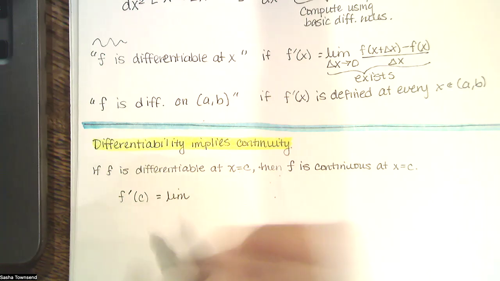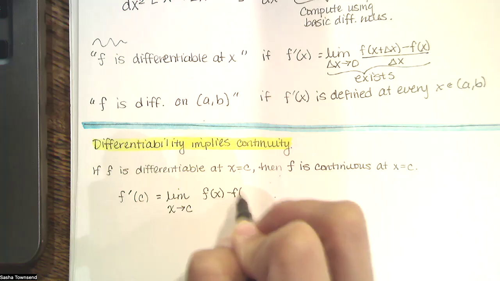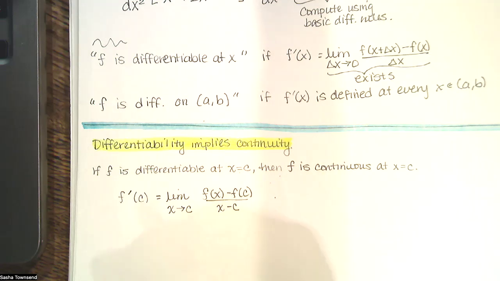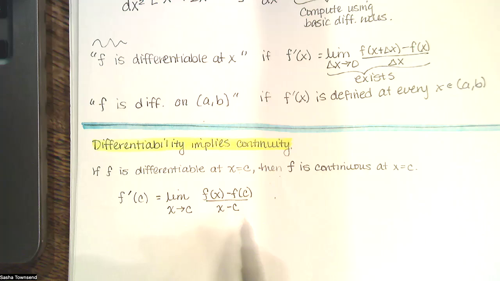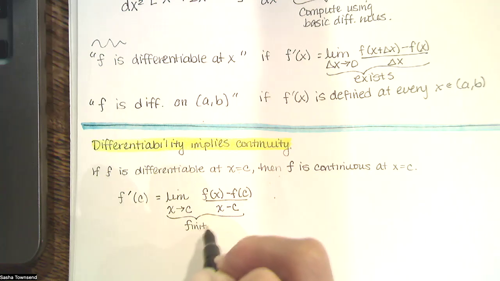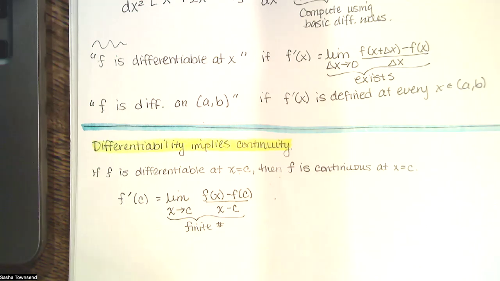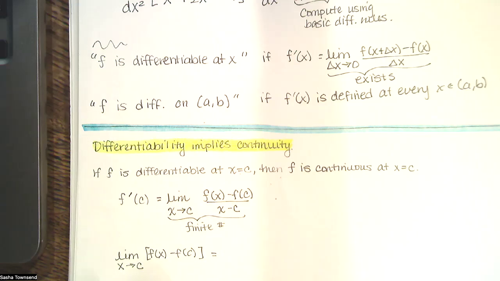That means the limit as x approaches c of f of x minus f of c, divided by x minus c, is a finite number. So we compute this and we get a finite number L. Well, with that in mind, we can rewrite this expression: the limit as x approaches c of f of x minus f of c, by multiplying and dividing by x minus c.